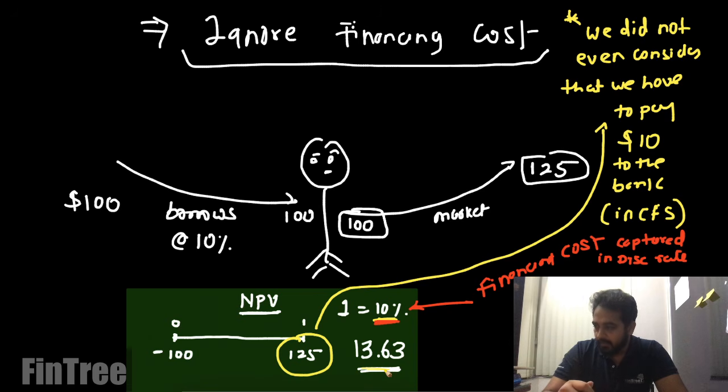Can I repeat the 5th one? Samruddha, the 5th point says, do not consider interest as a cash outflow. Why? Because it is considered in your cost of capital. It is considered in your discount rate. How is it considered in the discount rate? This 10%.